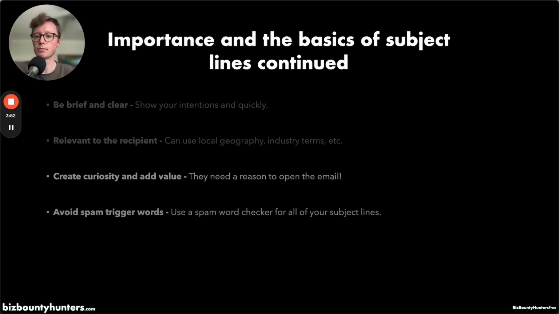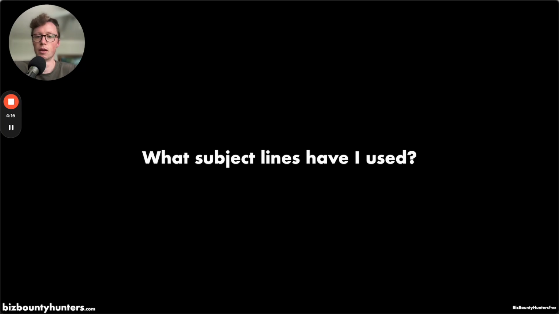And avoiding spam trigger words. This goes for all email subject lines, copy, and things like that. I'll link a tool down below that you can just put all your subject lines in, and it will tell you if the words are considered spam. You're probably not going to get away with 100% spam free for an effective subject line, but you want to definitely be cognizant and careful with spam words. So now we're going to get into some subject lines that I've used.